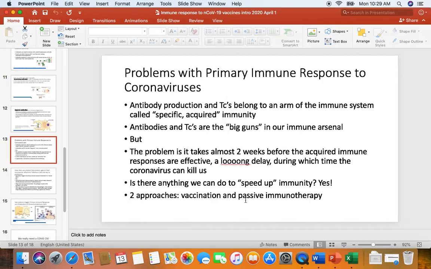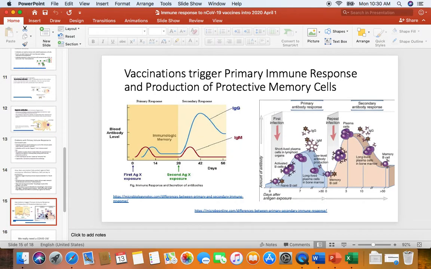So again, going back here, if we're going to describe two ways to speed up immunity involving antibodies, we could talk about vaccination or we could talk about passive immunotherapy. So now, folks, question 9 says vaccination triggers production of blank cells, which later can trigger a faster, stronger, more effective secondary immune response. So this is slide 16. So let's flip forward here, you guys.